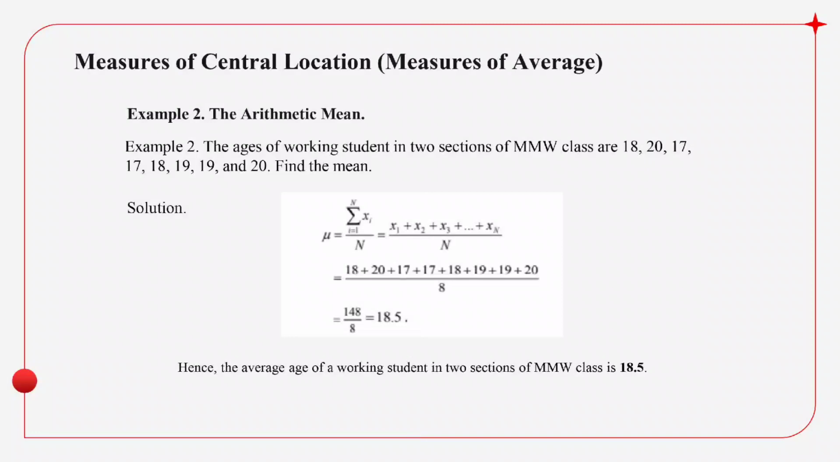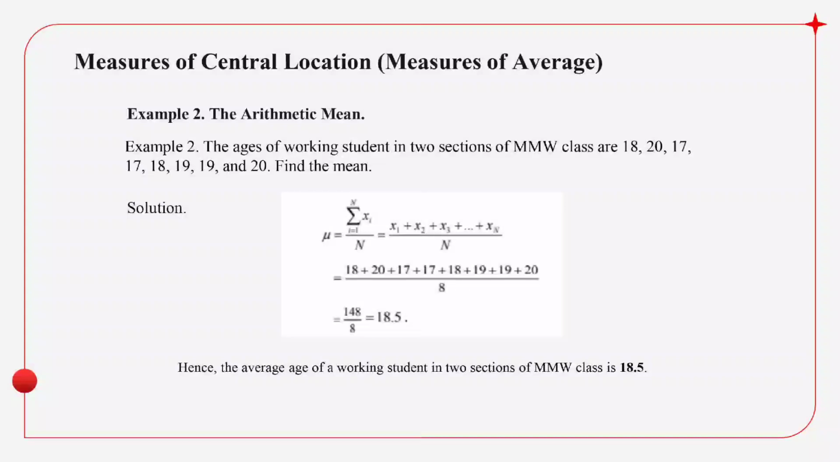So, ang formula dito is yung sa taas. And papalitan mo lang yung mga x dyan. Papalitan mo lang dyan is yung given na numbers. For example, 18 plus 20 plus 17 plus 17 plus 18 plus 19 plus 19 plus 20 divided by 8. And then, i-add mo lang siya, and ang answer is 148 divided by 8 is equals to, i-divide mo lang din siya, 18.5. So, hence, the average age of the working students in the 2 sections of MMW class is 18.5.